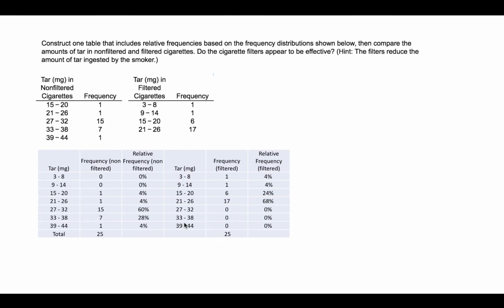So notice in these upper classes where we would have the greatest amount of tar ingested by the smokers, for the non-filtered cigarettes, we have relative frequencies that are fairly high, where for the filtered cigarettes, we have entries of 0 in the relative frequency column. So this would indicate to us then that the cigarette filters appear to be effective in reducing the amount of tar ingested by the smoker.